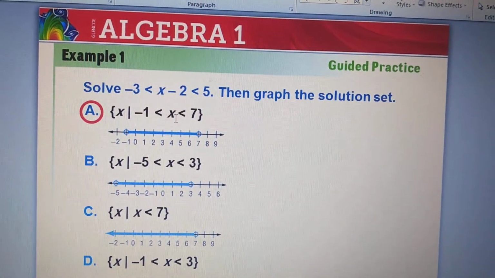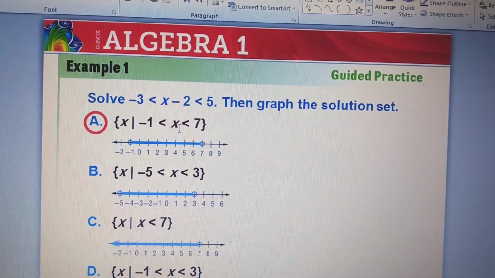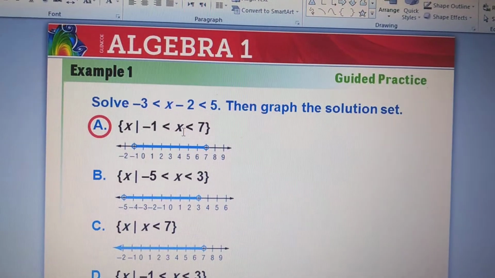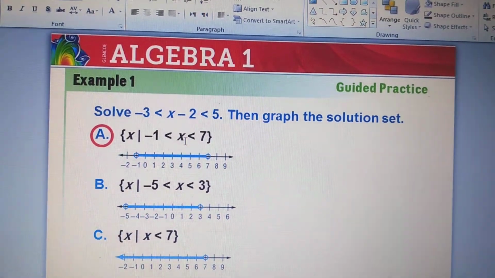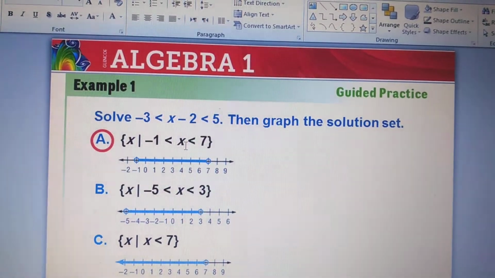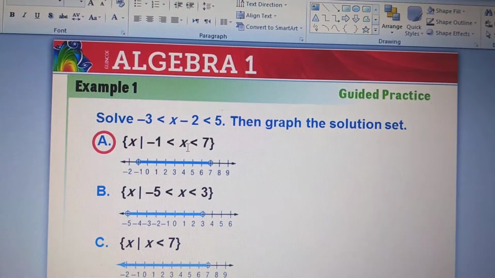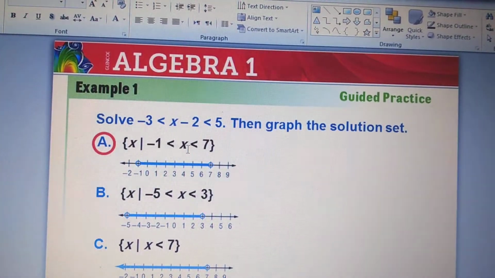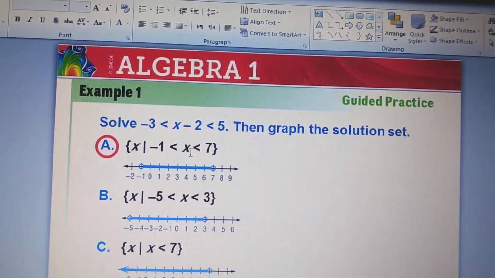This is another example. It's guided practice. We have x minus 2 more than negative 3 and less than 5. I can write this inequality as x minus 2 more than negative 3 and x minus 2 less than 5.